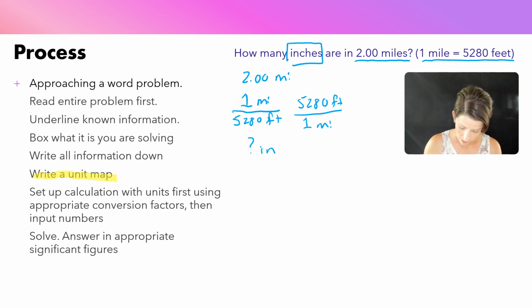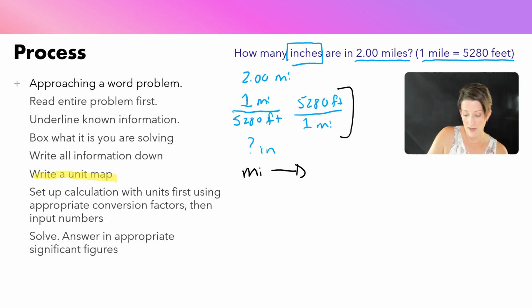What this unit map looks like: I put the unit I'm going to start with first. So I was given miles. I ultimately want to get to inches. So for my first conversion, I've got to get to a different unit out of miles. I was given a conversion factor with miles in there, so I can go to feet first. And I have a conversion factor that allows me to do that. So I'm going to put that conversion factor down here so it is set up for me already.